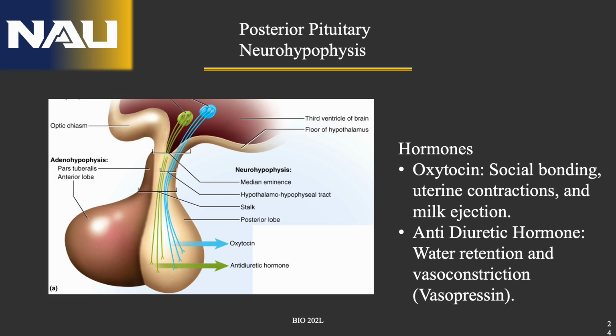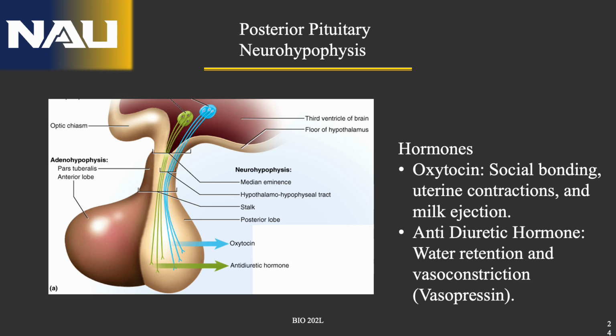The posterior pituitary, also known as the neurohypophysis, is composed of nervous tissue and stores and releases hormones produced by the hypothalamus. It primarily releases two important hormones, oxytocin and antidiuretic hormone. The posterior pituitary contains axons and nerve terminals of neurons whose cell bodies are located in the hypothalamus. This structure lacks the portal system and the two sets of capillary beds found in the anterior pituitary.